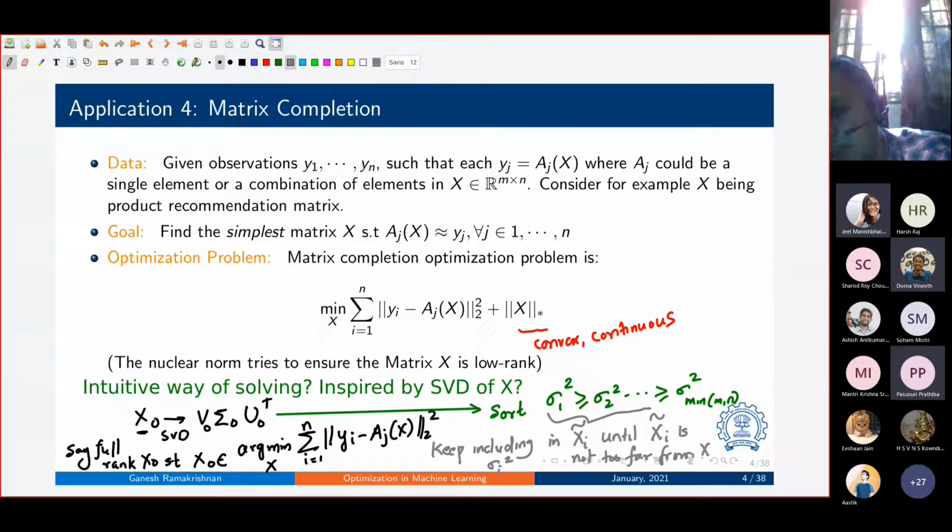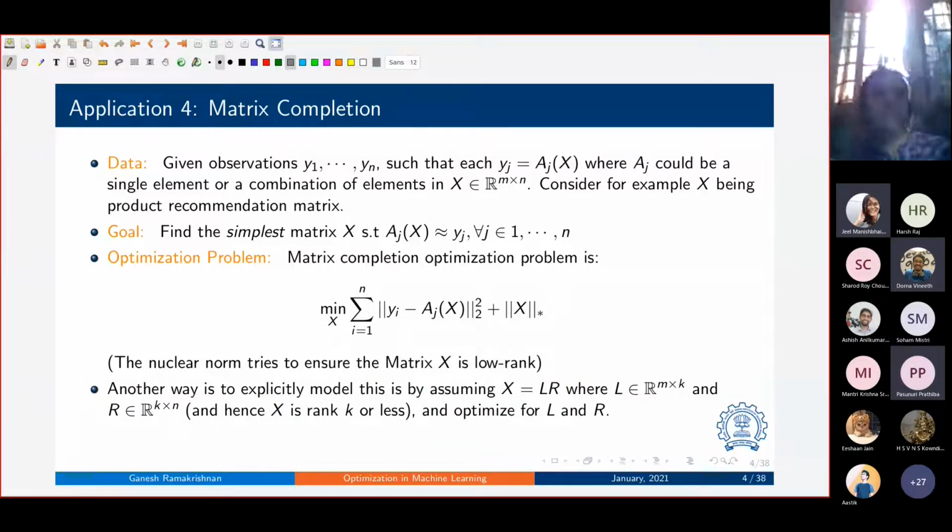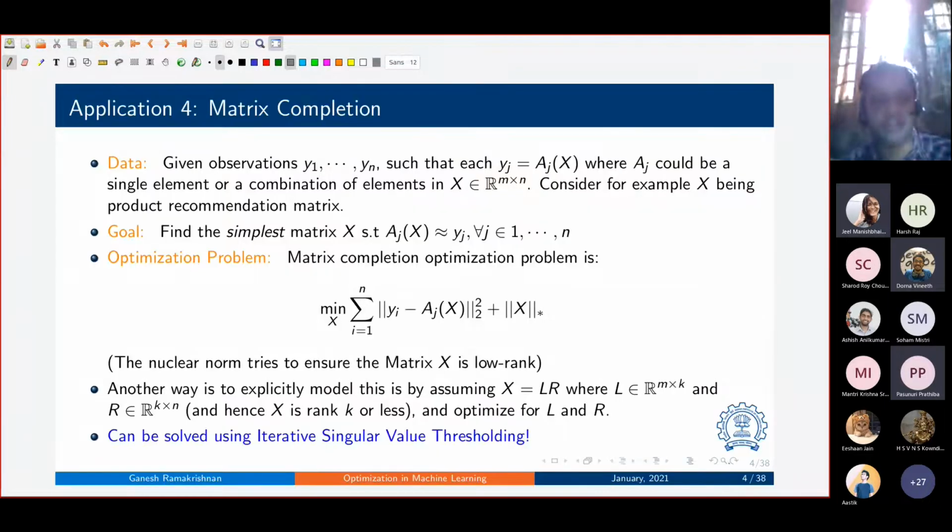Okay, so from x naught rather. Okay, so this entire algorithm is called, yeah, it's called the iterative singular value thresholding algorithm. That's what we presented.